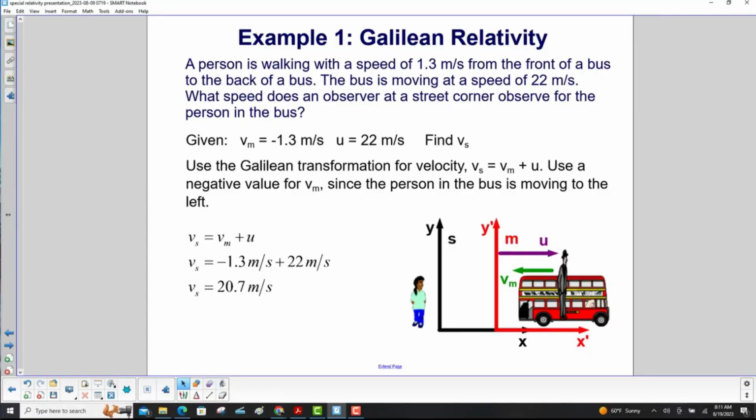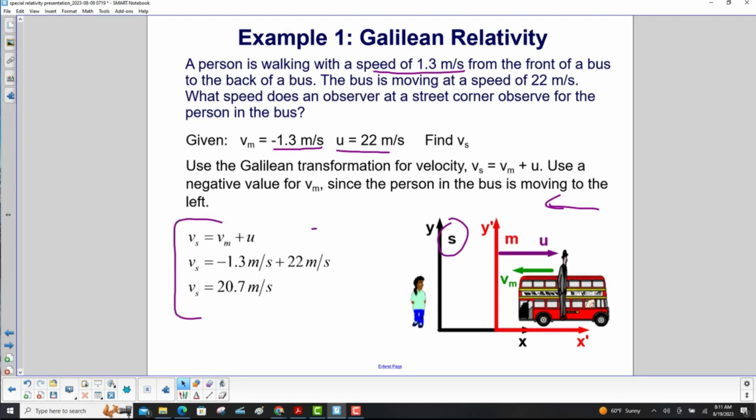Let's write out the givens. The person has a speed of 1.3 meters per second, but he's going from the front of the bus to the back of the bus, so that's going to be a negative velocity. So v sub m is minus 1.3 meters per second. U is the velocity of the bus, and the bus is to the right, so that's positive. We use the Galilean transformation for velocity, which is v sub s is equal to v sub m plus u. Use a negative value for v sub m since the person in the bus is moving to the left.